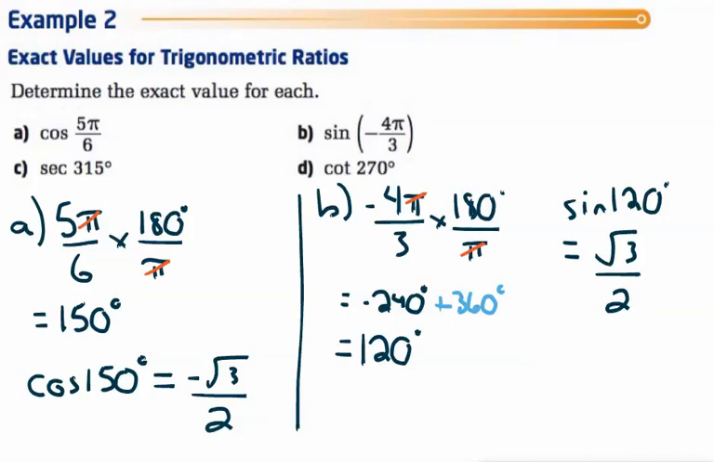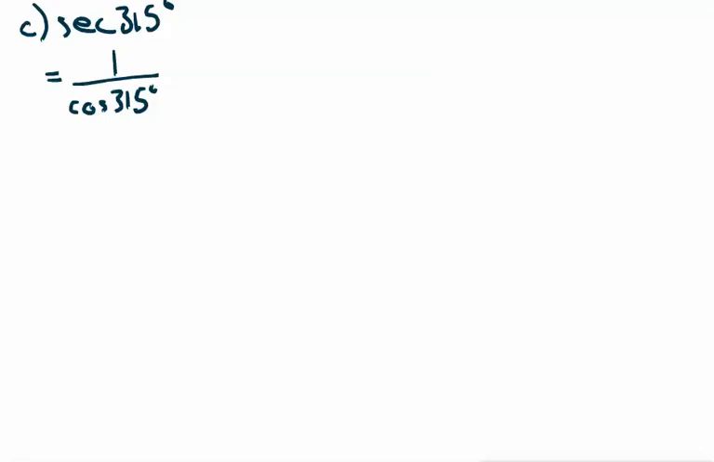The good news with C is that 315 degrees actually does show up in the table. The bad news is that secant doesn't. So in C, when I'm asking you to find secant of 315 degrees, we have to go back to the definition and know that secant is actually 1 over cosine. So what this question is actually asking you to find is 1 over cosine of 315 degrees. Well, jump to the table, look up cosine 315, it's root 2 over 2.